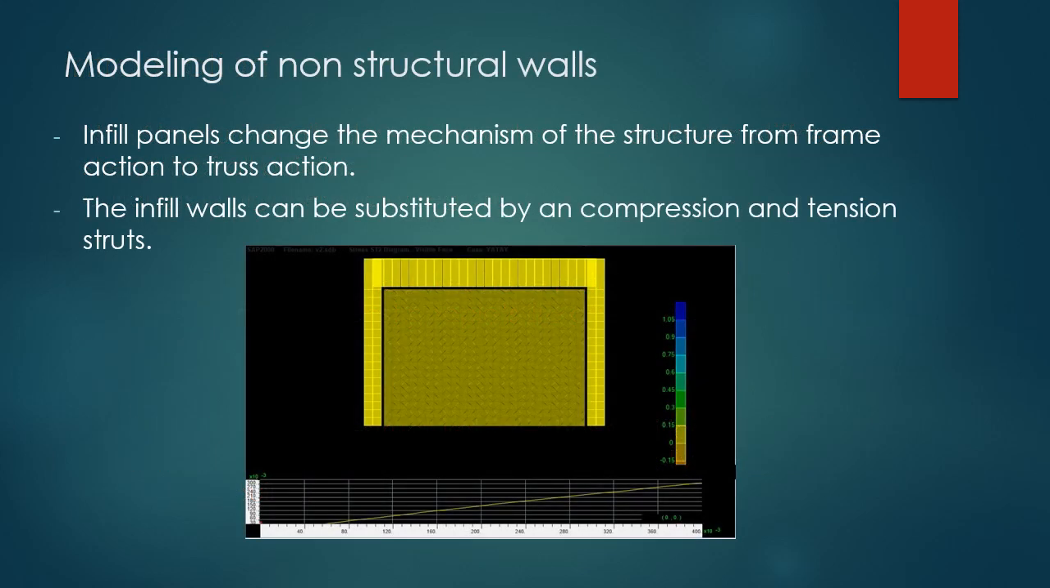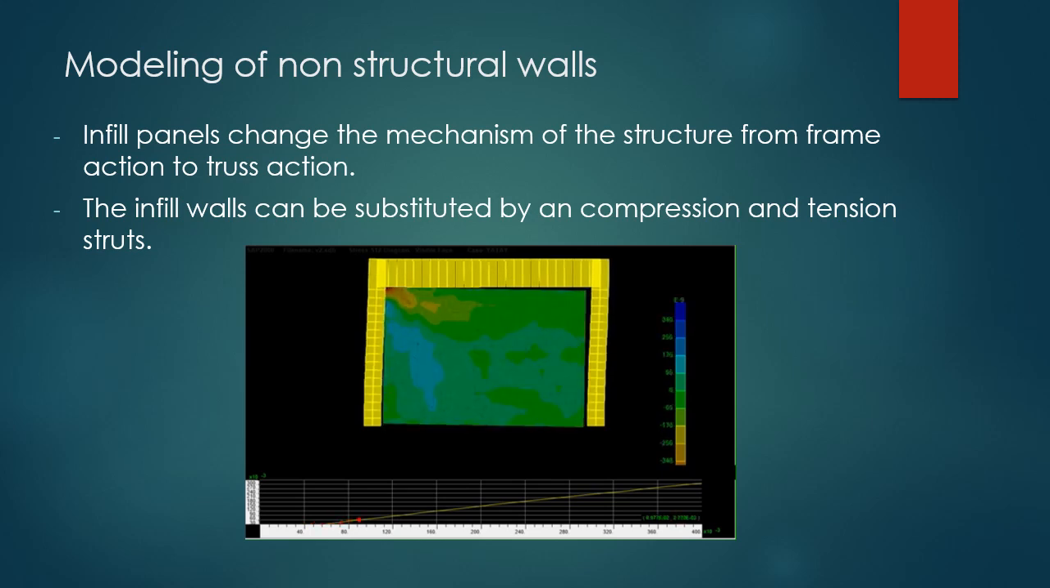When it comes to modeling of non-structural walls, infill panels change the mechanism of the structure from frame action to truss action. The infill walls can be substituted by compression and tension struts. And here we can see in the next video, the infill wall creates a compression strut as a diagonal member, as we can see.